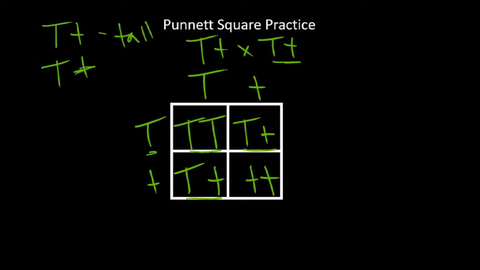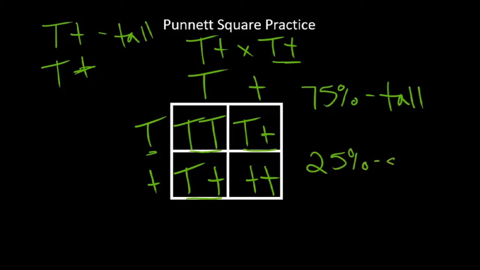So 3 out of the 4, or 75%, would be tall. And excuse me, I shouldn't say a 75% will be tall. It's a 75% probability that any offspring from this cross would be tall, and a 25% probability that any offspring from this cross would be short. And Mendel figured these things out without knowing any of the modern genetics that we do. So it's very impressive what he was able to do.